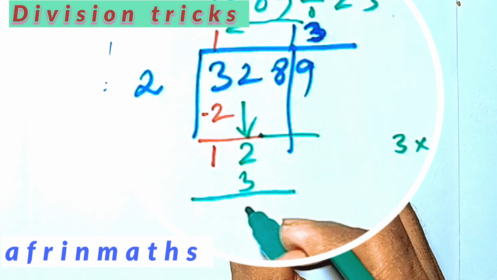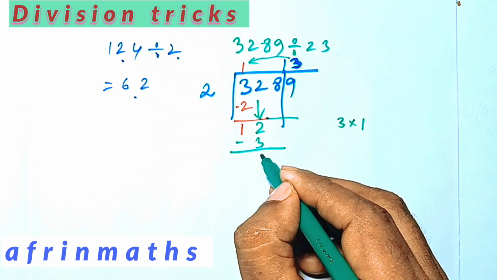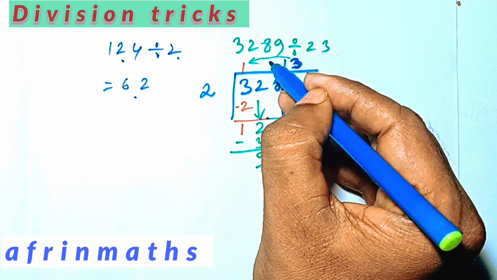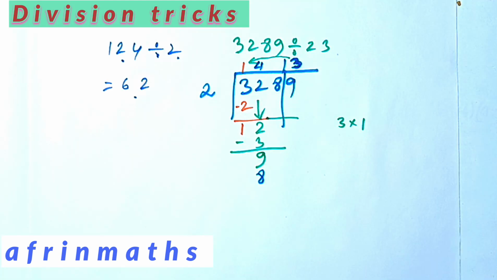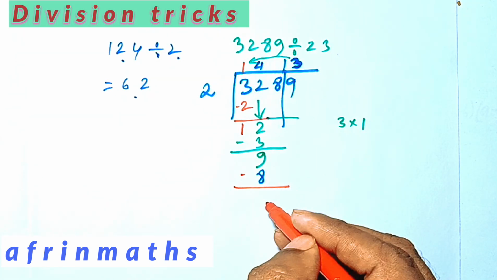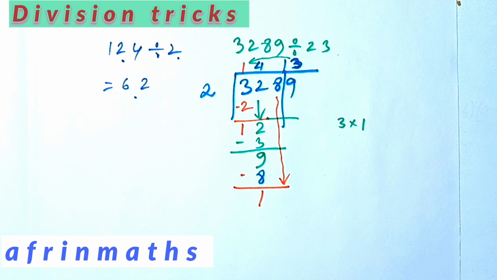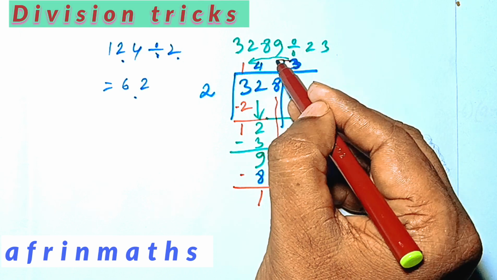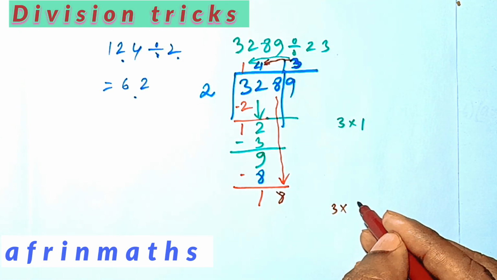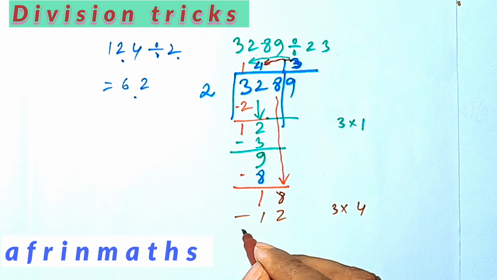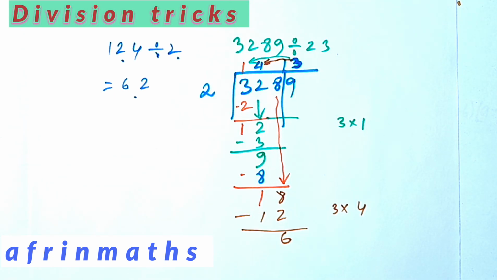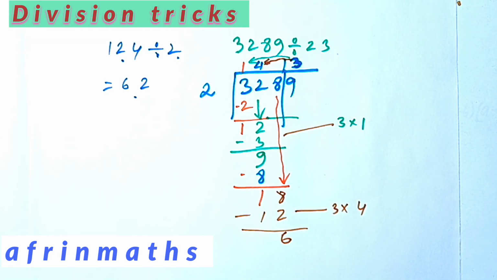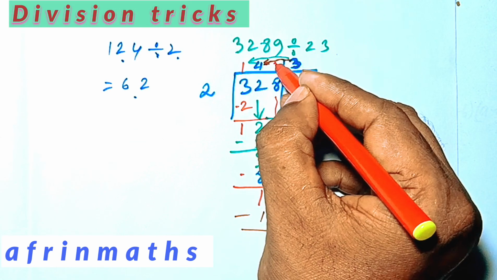We subtract this 3 from 12, so after subtraction we get 9. Now again we shall divide this 9 with 2, 2 4s are 8, then we'll subtract it, and we write 8 here. Now we multiply, 3 into 4 is 12, so let us subtract this. 8 minus 2 is 6 in this case. Now we'll divide 6 with 2, 2 3s are 6.